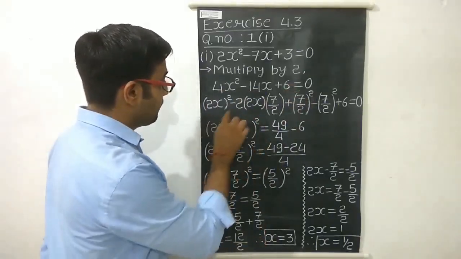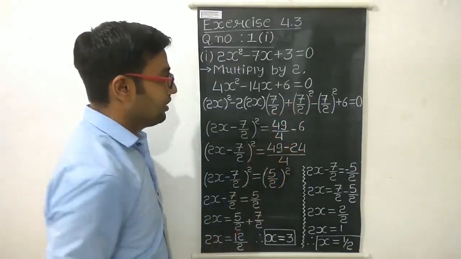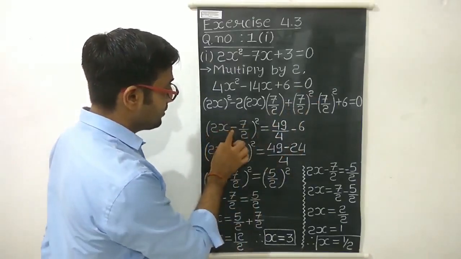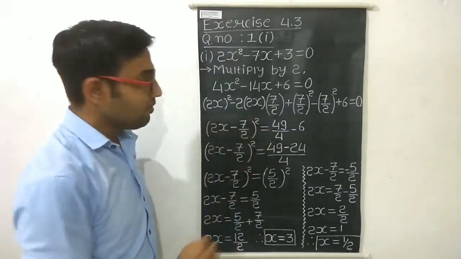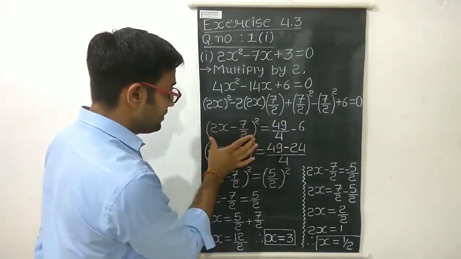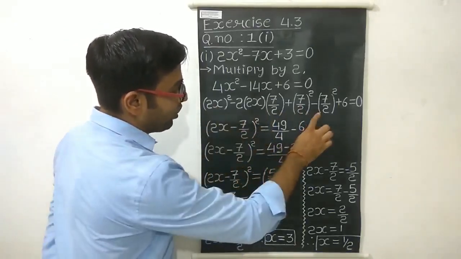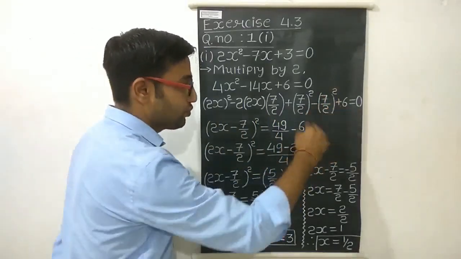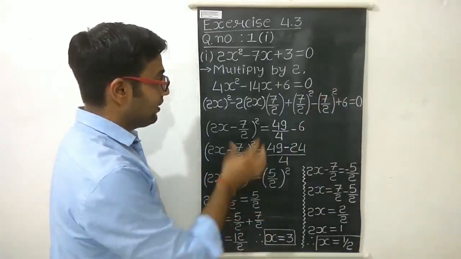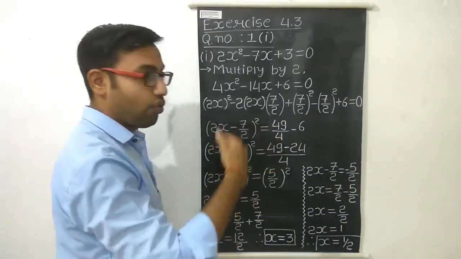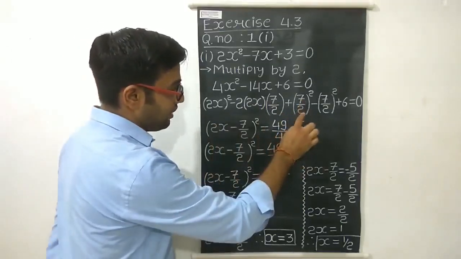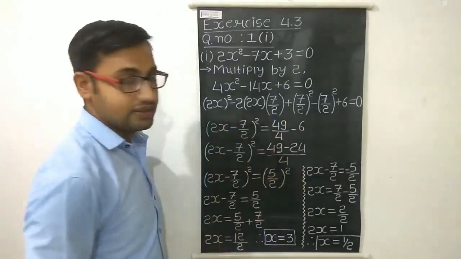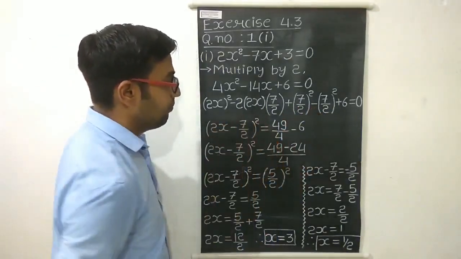Now what will happen? This first term, second term, and third term will be the perfect square of 2x minus 7 by 2 whole square. So these three terms we can write down like this. And we have to take this 7 by 2 to the right hand side and this 6 to the right hand side. Whatever remains after completing the square, we have to take to the right hand side. So this 7 by 2 whole square gives us 49 upon 4, and this plus 6 becomes minus. This is minus, that is why it will become plus.